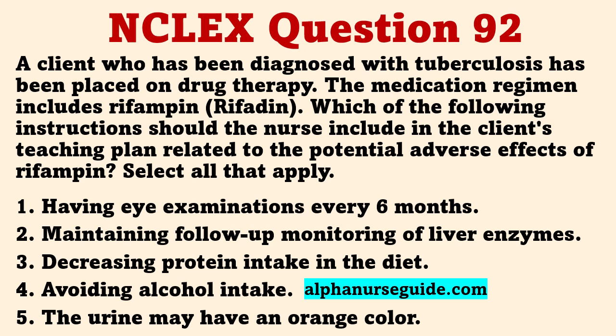The correct answers are 2, 4, and 5. A potential adverse effect of rifampin is hepatotoxicity. Clients should be instructed to avoid alcohol intake while taking rifampin and keep follow-up appointments for periodic monitoring of liver enzyme levels to detect liver toxicity. Rifampin causes the urine to turn an orange color, and the client should understand that this is normal. It is not necessary to restrict protein intake in the diet or have the eyes examined due to rifampin therapy.